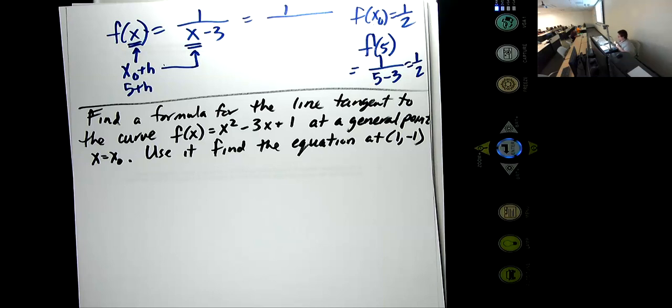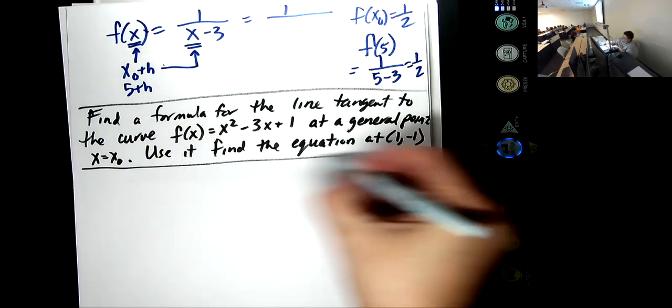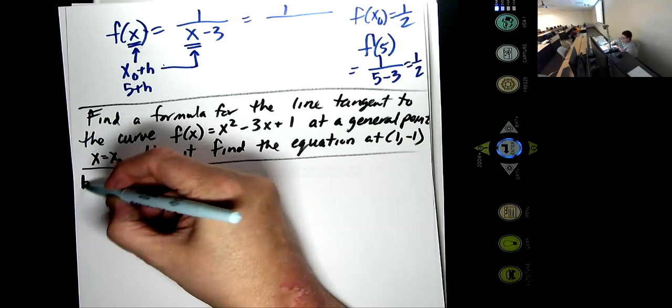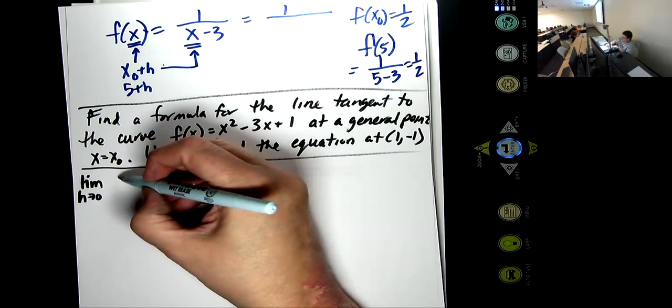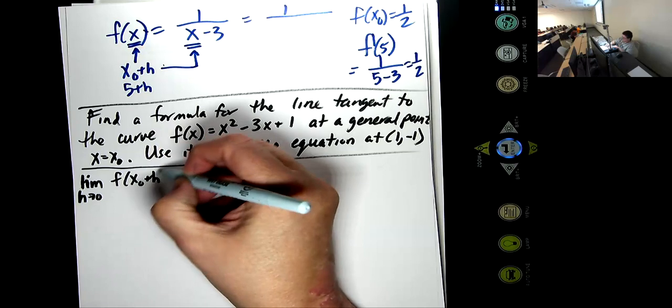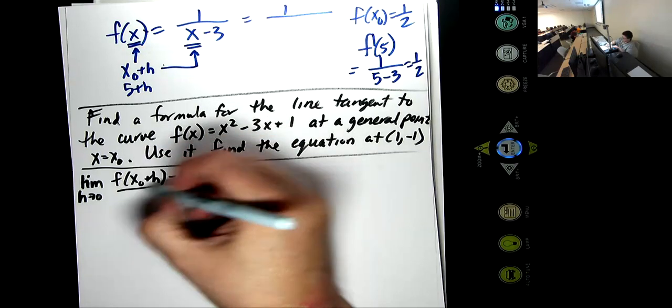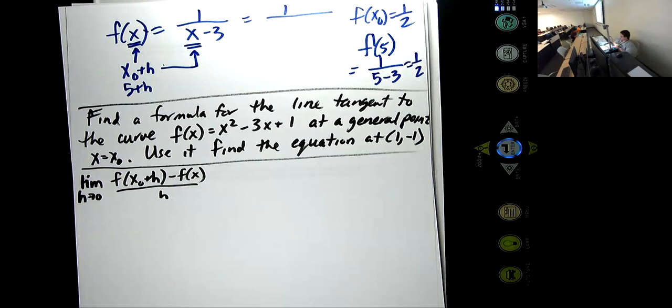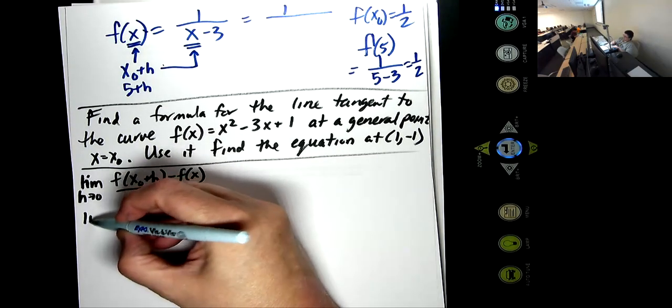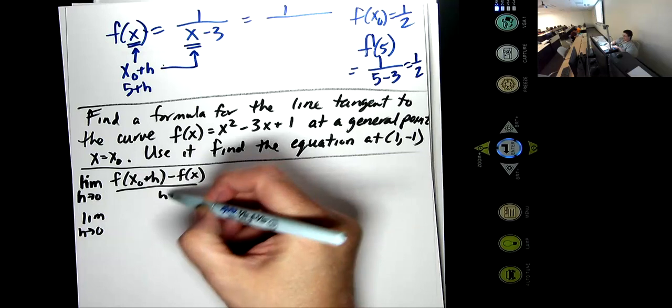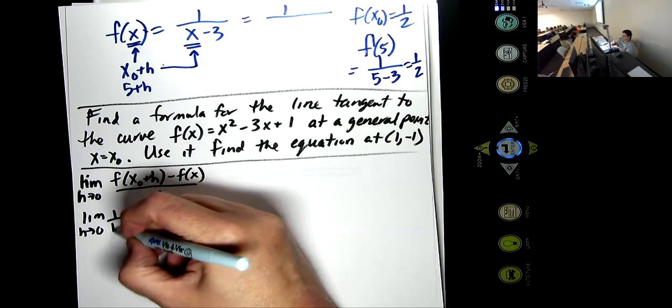All right, so limit as h approaches 0 of, we're doing f of x naught plus h minus f of x naught over h. So what does this mean for us? Limit as h approaches 0. I'm going to move that h on the bottom out front real quick as 1 over h.